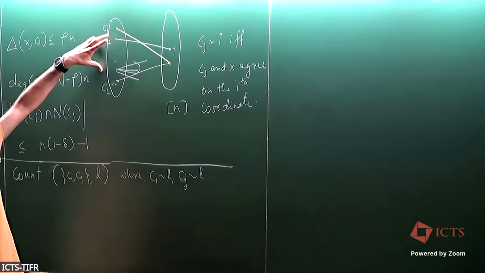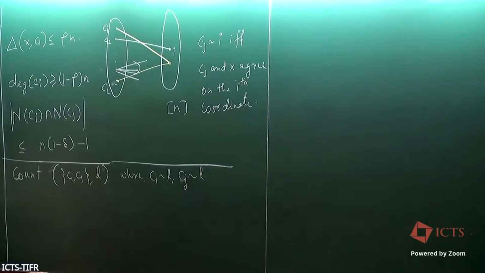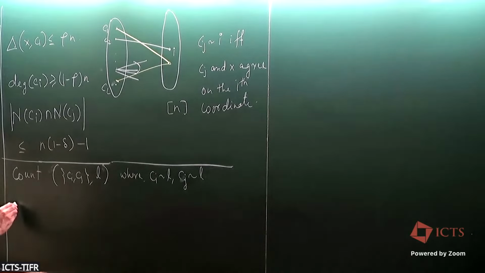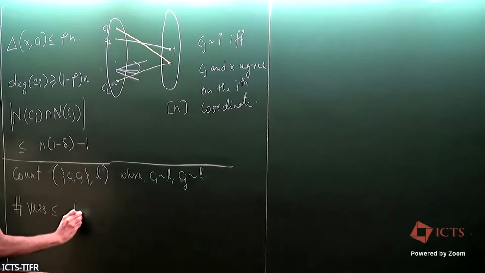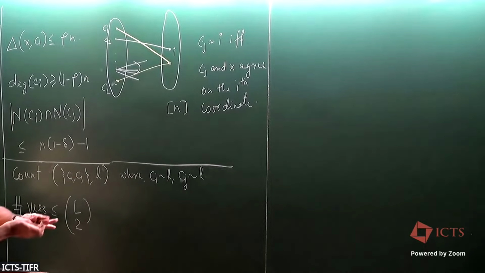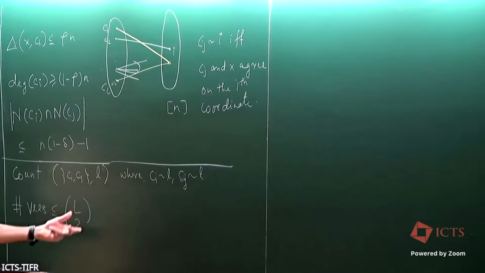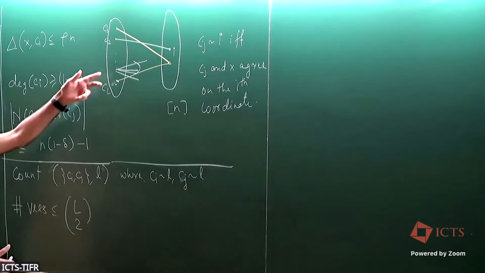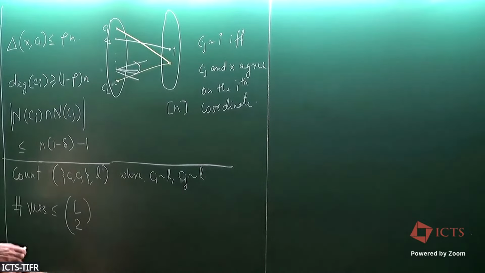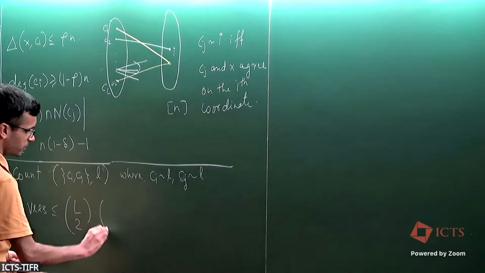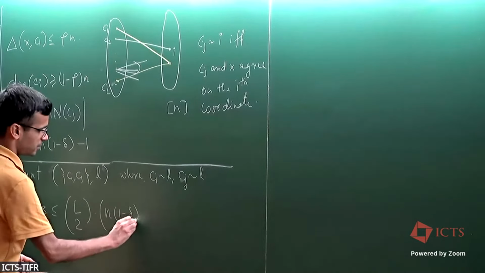Great. So let's count it from the left hand side. We can give an upper bound. How many V's can this graph have at most, given the properties that we already know? The number of V's is upper bounded by something like L choose 2. We pick pairs of code words and ask how many V's they can participate in. L choose 2 times, they can have at most these many common neighbors, n times 1 minus delta minus 1.